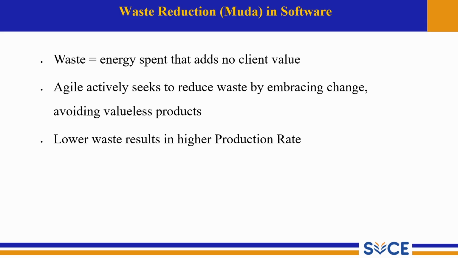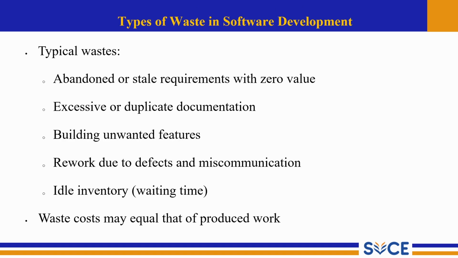Waste equals energy spent that adds no client value. Agile actively seeks to reduce waste by embracing change, that is adapting to change, avoiding valueless products. Lower waste results in a higher production rate. And next we will see the types of waste in software development.